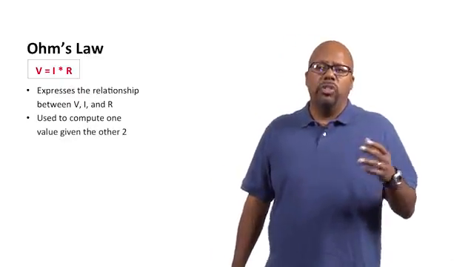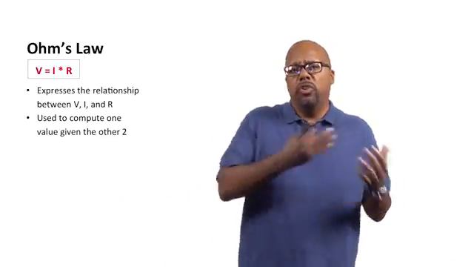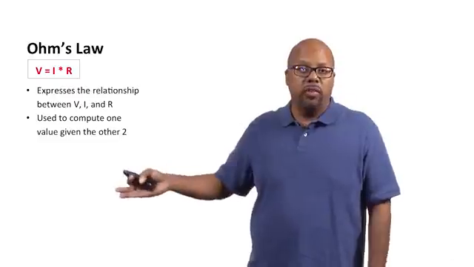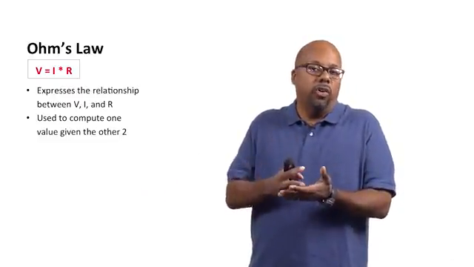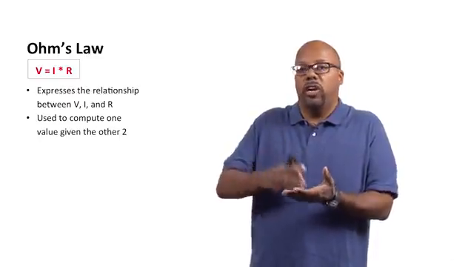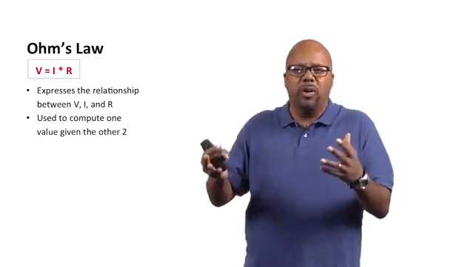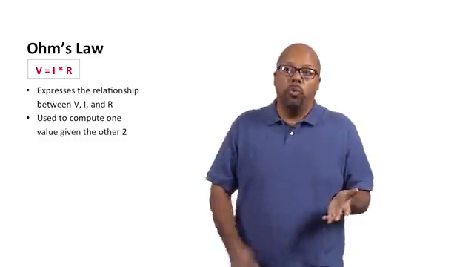So one way to use this relationship is to compute one variable when you're given the other two. So say you know the voltage, you know the current, you can solve for resistance. Or you can do it the other way. Say I know the current and I know the resistance, I can solve for voltage, and so on. So given two, you can solve for the other one.